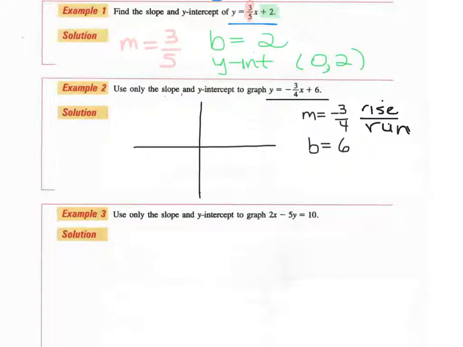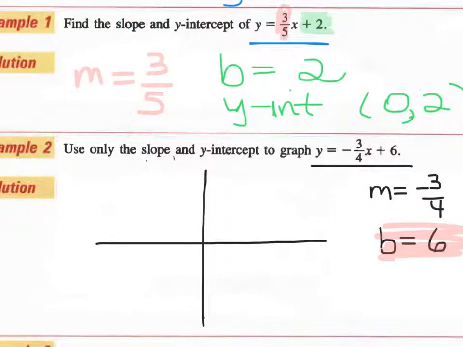So what I'm going to do is start at the beginning, which is the b, and on my y-axis, not my x, I'm going to put a point on the positive 6. Let me go ahead and label some little tick marks here: 1, 2, 3, 4, 5, 6. So this is my b, or my beginning point, my y-intercept. And now I'm going to move my rise and my run.